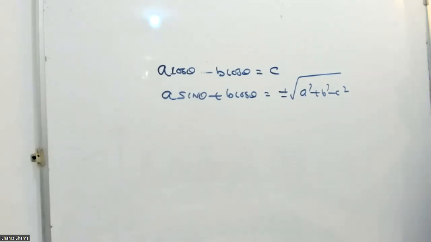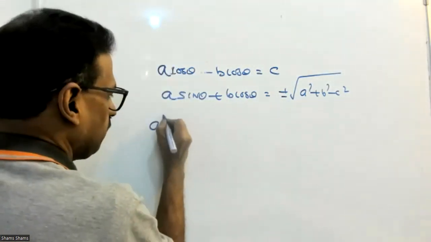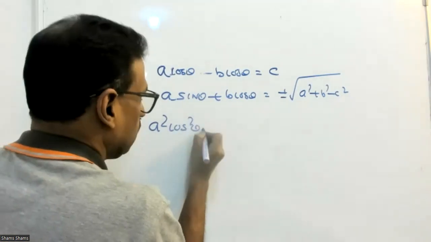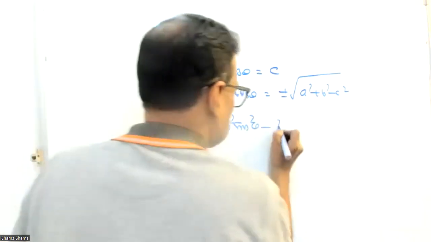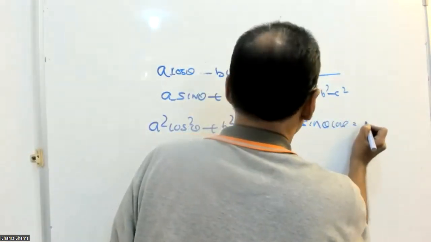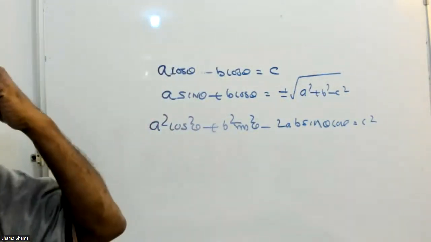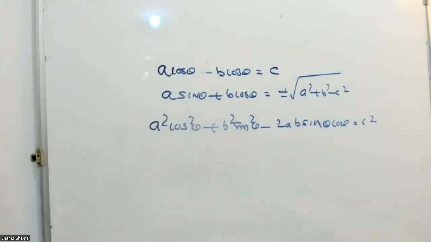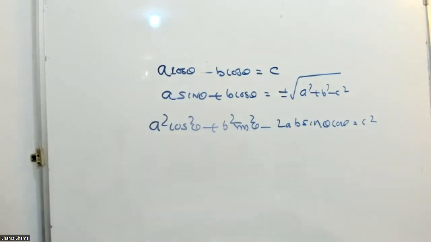Okay, finished? You got it? Sure? Exactly. Look, when I square it, I get A square cos square theta plus B square sine square theta minus 2AB sine theta cos theta equals C square. But our answer is in terms of A sine theta. There I got stuck. We want A sine theta, but we got A square cos square theta. So that's why we change.